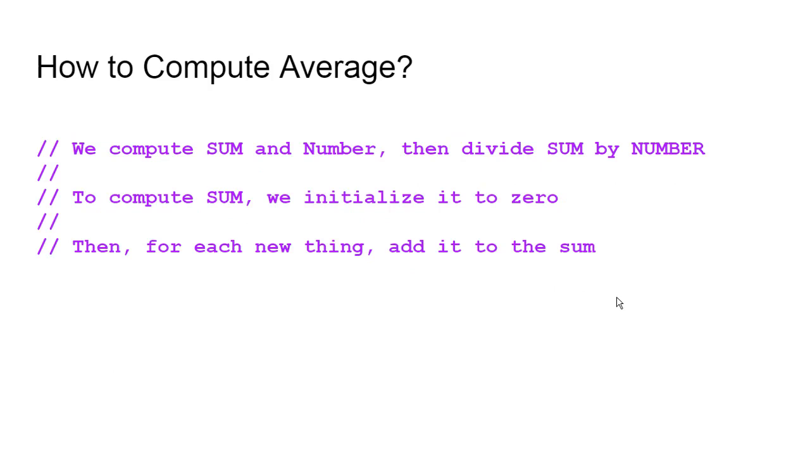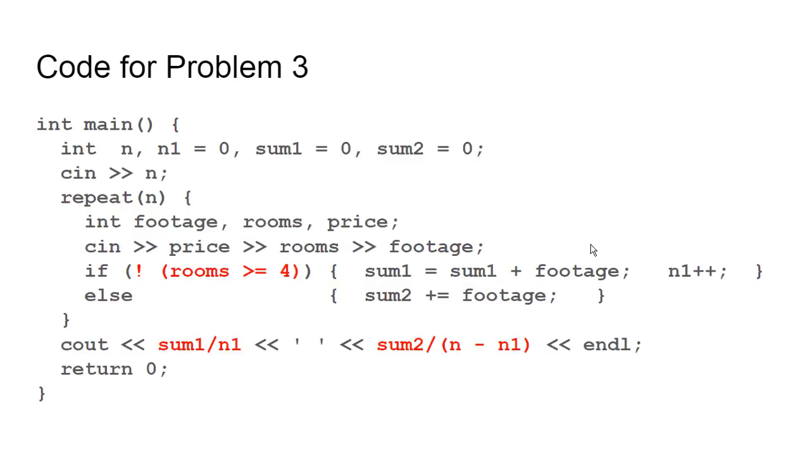Again, it's fairly straightforward. We first compute the sum, and at the same time we also compute how many houses there are, and then we just divide the sum by the number of houses. To compute the sum, we initialize this sum variable to be 0, and then each time we see a new value, we just add it to the sum. So this is the code for doing it.